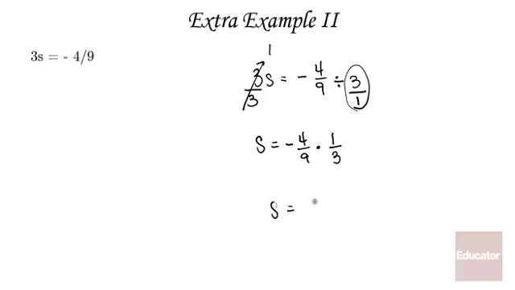Once you've taken the reciprocal, your division can change into a multiplication. So s equals -4, and 9 times 3 is 27. So -4/27. Remember that with negative fractions, this would also equal -4/27, which also equals 4/-27, as long as you only have one negative in your answer.